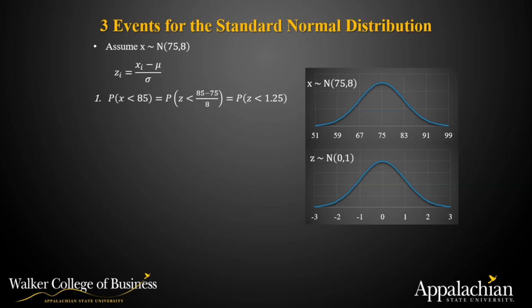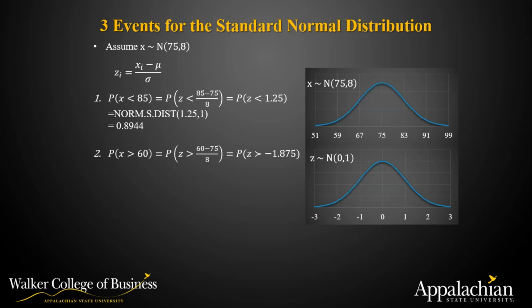Returning to our first type of probability where x is less than some value. If we want to calculate the probability that x is less than 85, we can first standardize the value of 85 by subtracting the mean 75 and dividing by the standard deviation of 8 to find the z-score of 1.25, and typing in equals norm.s.dist evaluated at 1.25 will reveal that the probability of that happening is 89.44%.